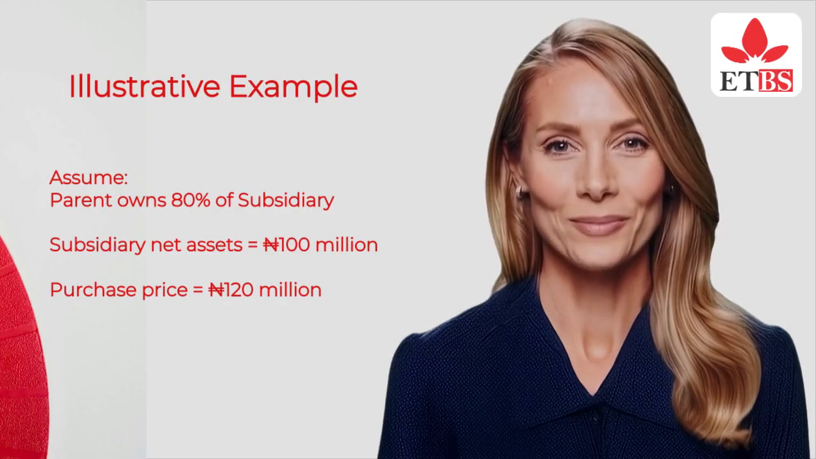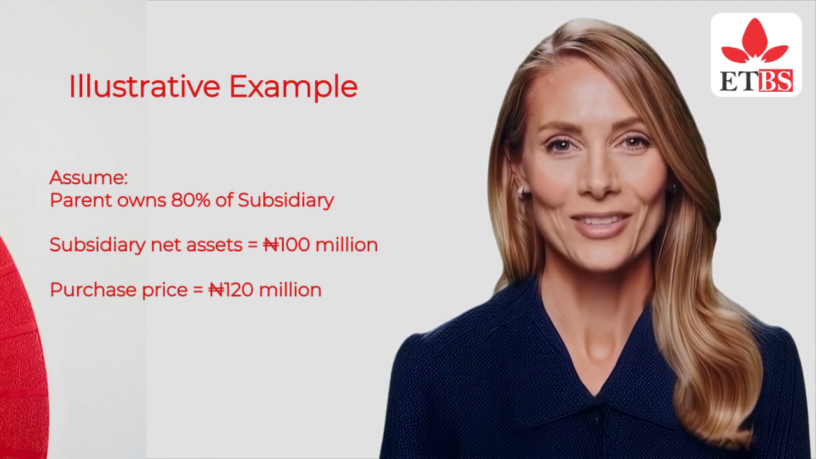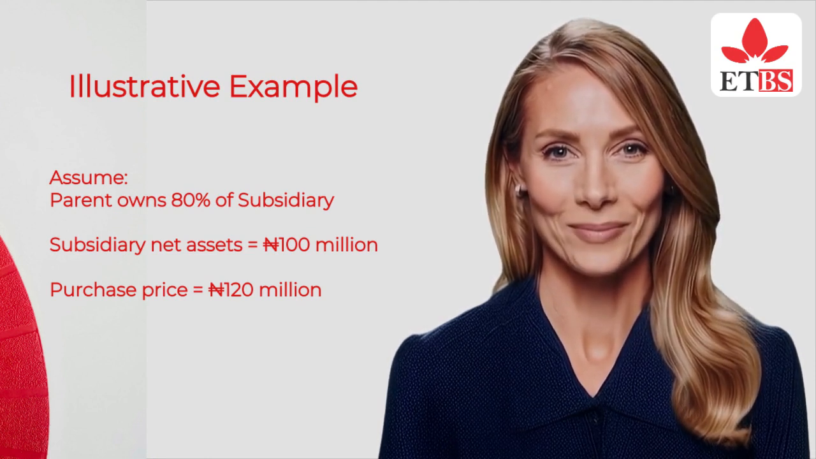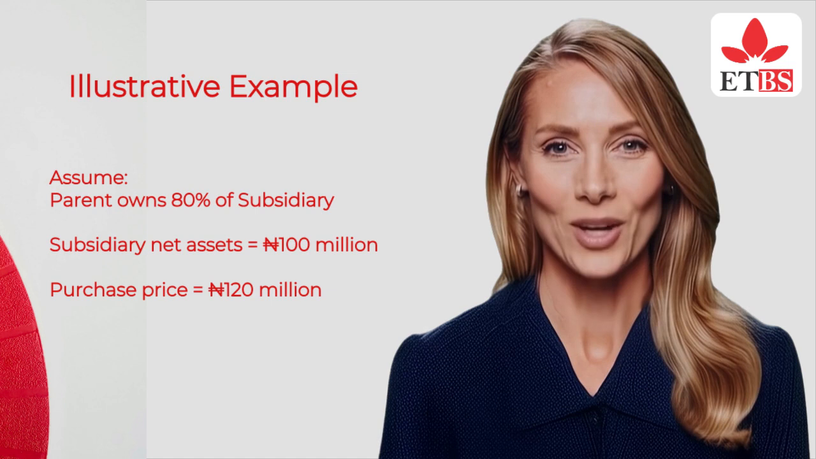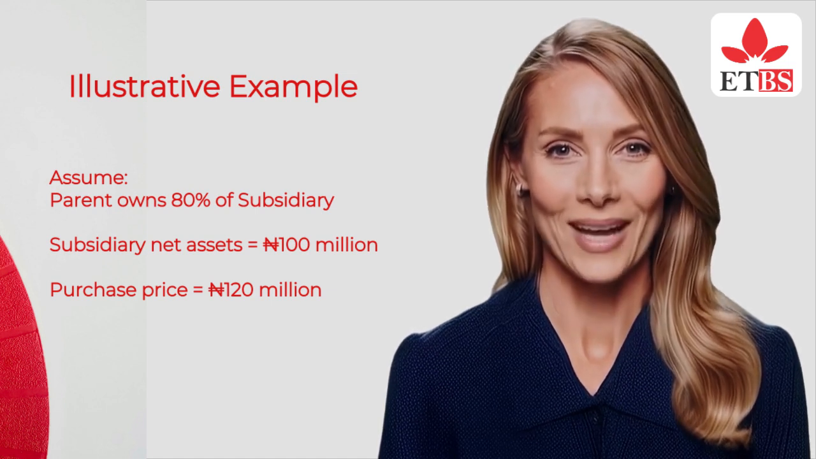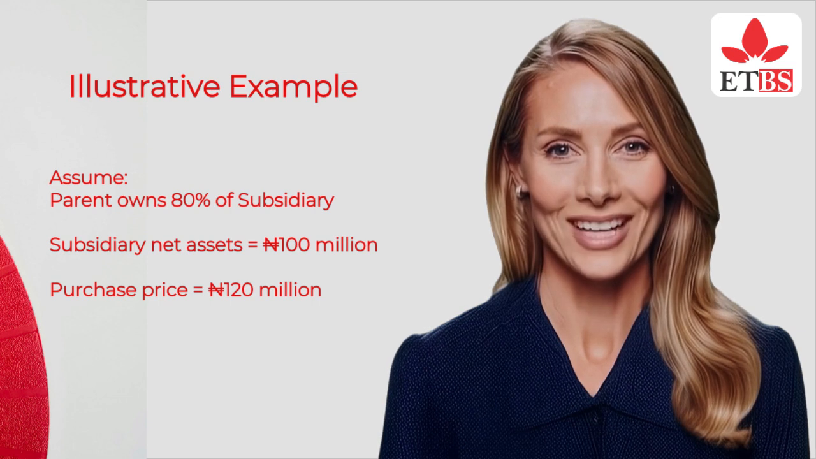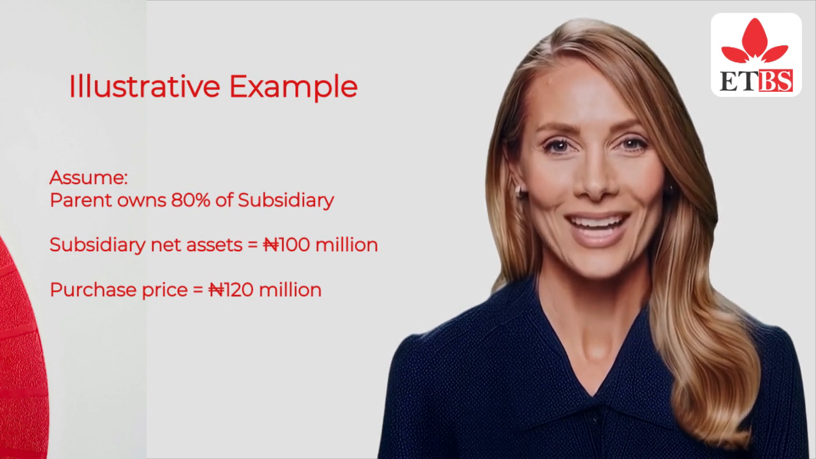Illustrative example. Assume the parent owns 80% of the subsidiary. Net assets are N100 million. Purchase price is N120 million. Goodwill is N120 million minus 80% times N100 million, which is N40 million. NCI is 20% times N100 million, which is N20 million.